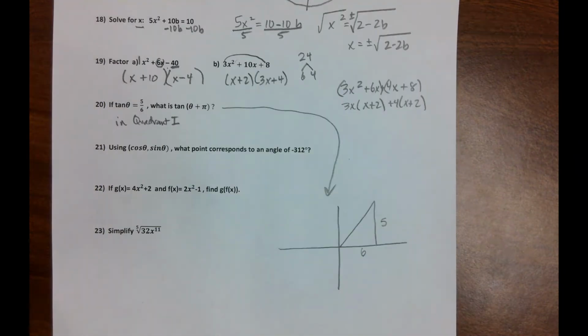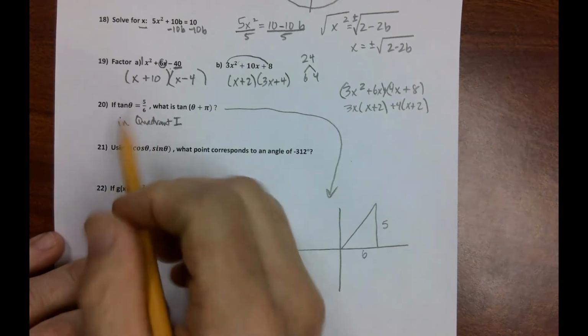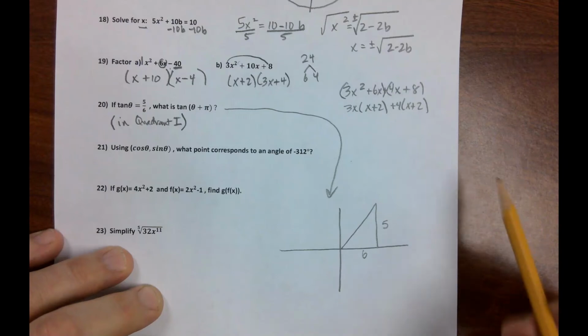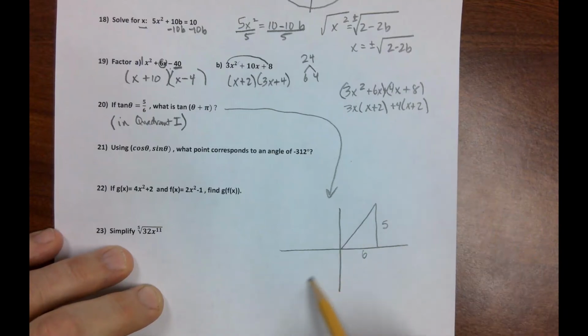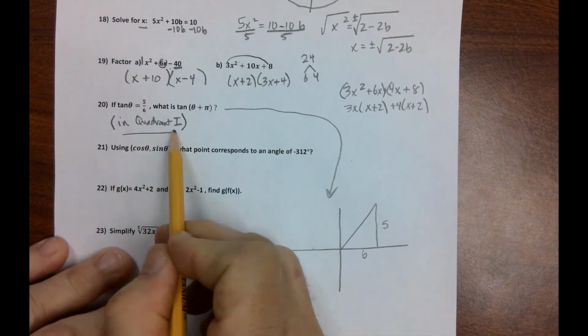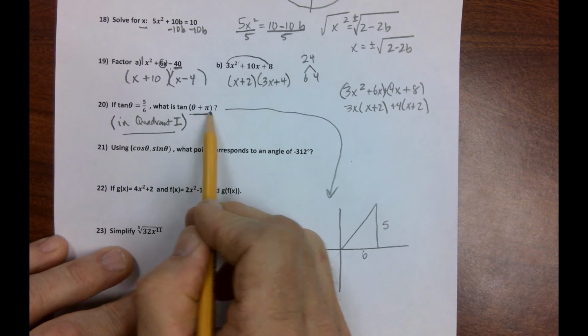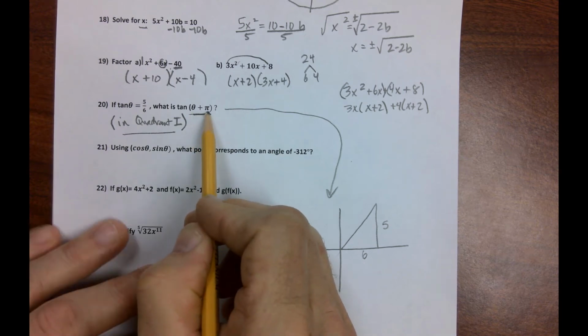All right, just getting a little jump start on number 20. It says if tangent is 5/6, and I forgot to put in quadrant 1, so that helps us know where we can get started, because tangent could be 5/6 over here too, because we'd have a negative over a negative. But in quadrant 1, it says what would tangent be if you went 180 degrees farther than this spin?